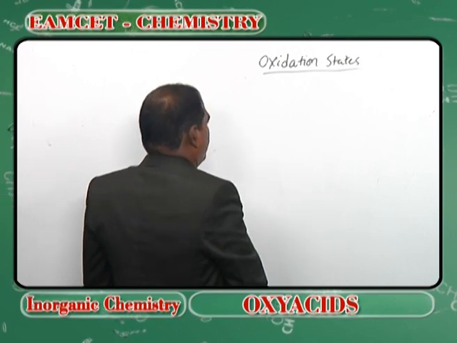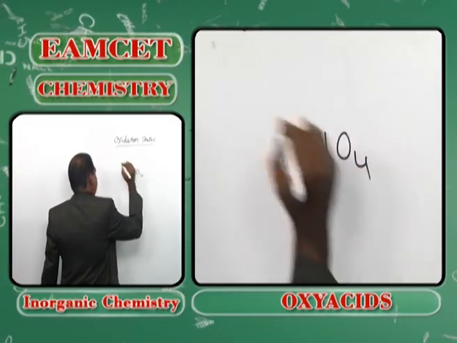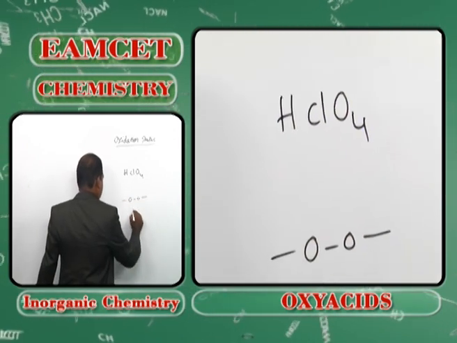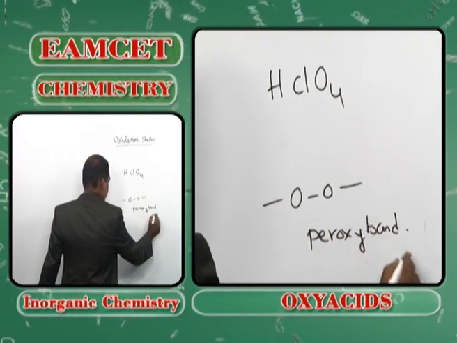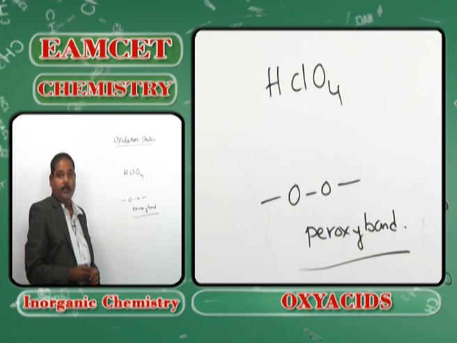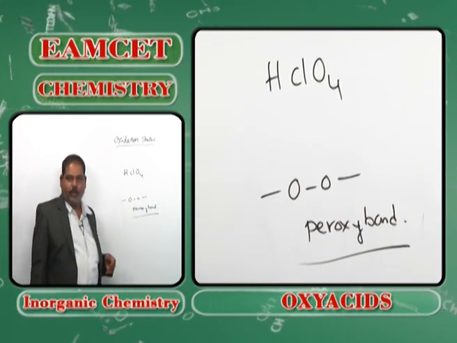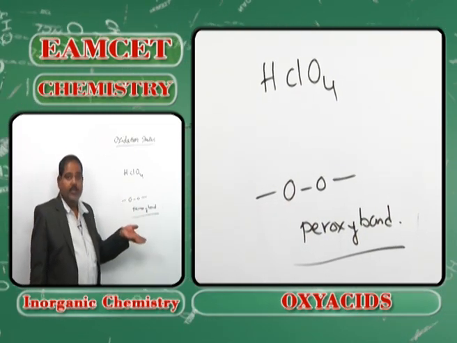Now you look at this molecule HClO4. Does it contain an oxygen-oxygen single bond, which is called a peroxy bond? So what will be the question? Which of the following has a peroxy bond? Why are we interested in this peroxy bond at all? Okay, a substance contains peroxy bond. So what? Don't take it so easily.